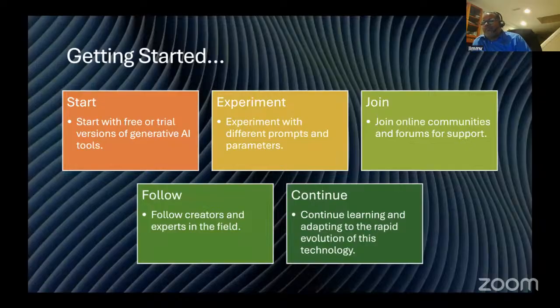Next slide. So, getting started. As I mentioned, there's plenty of tools out there. For example, Google Gemini, you'll see, is a free tool. All you need is a Google account for that, and start experimenting. There's plenty of resources out there to help you. Again, the intent here is to inspire folks to start experimenting. It's a great resource that's out there. Next slide.